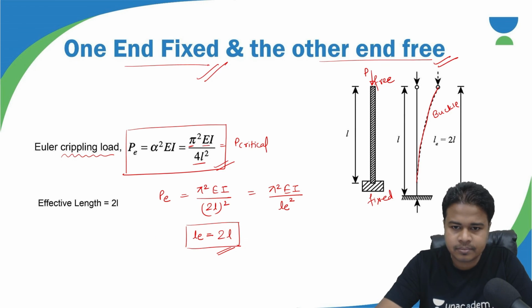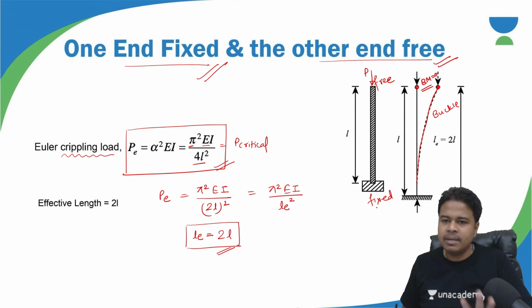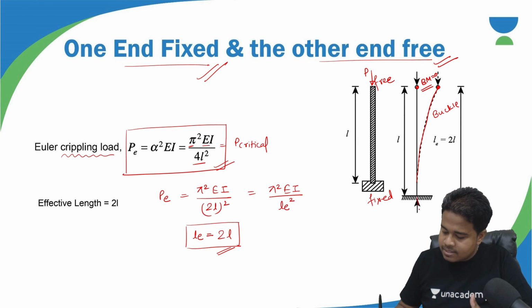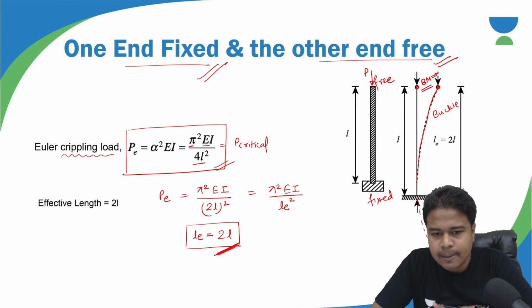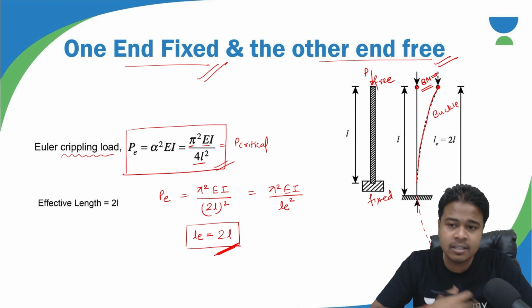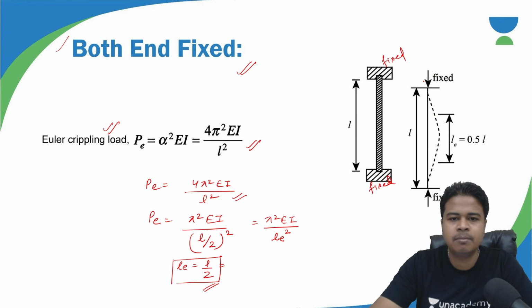Now again, in this case, here we have a point where bending moment is 0. There is no other point where bending moment is 0. So we have an imaginary point which is outside the beam, outside the column, where bending moment will be 0. That's why L effective is coming as 2L, because only here the bending moment is 0 and nowhere else will the bending moment be 0.